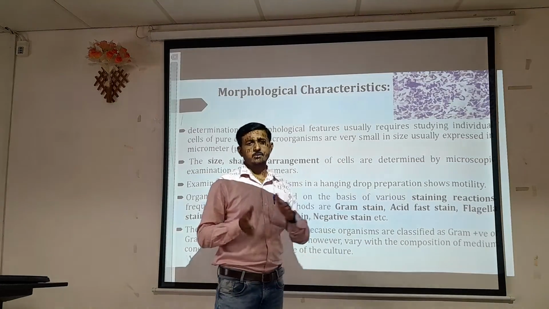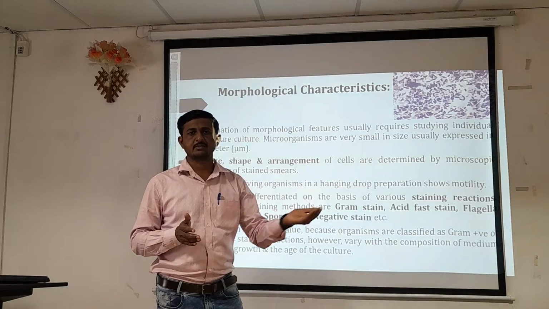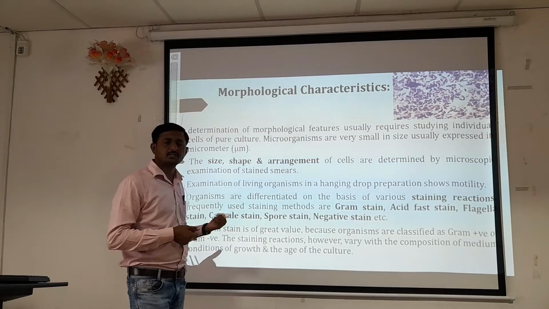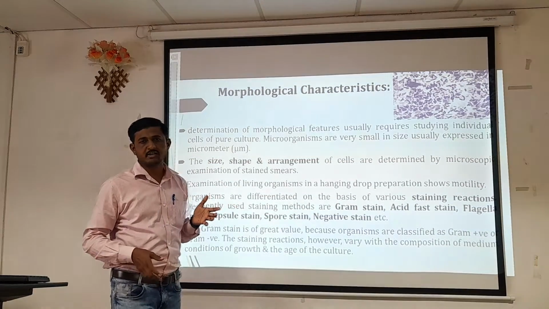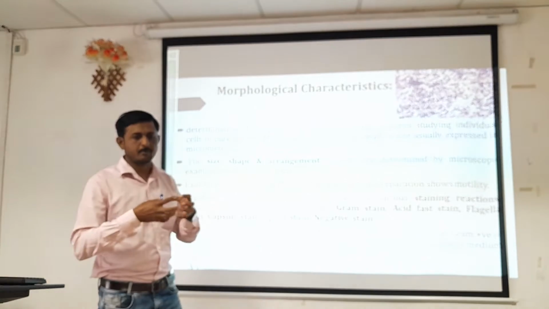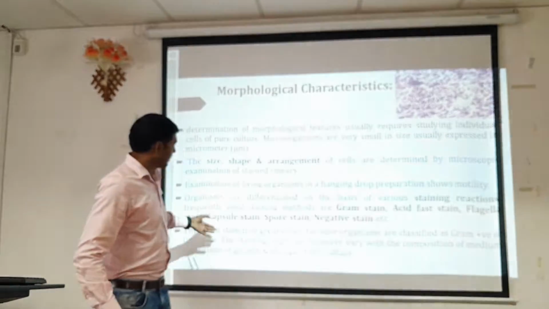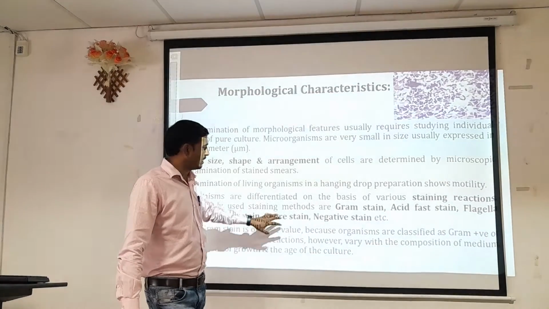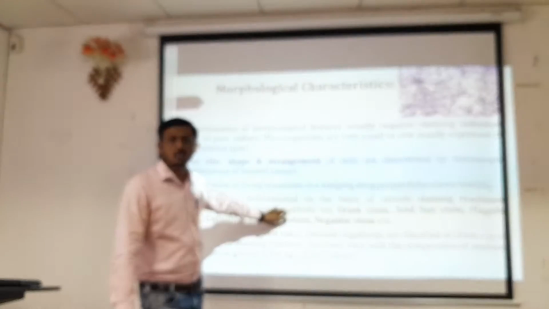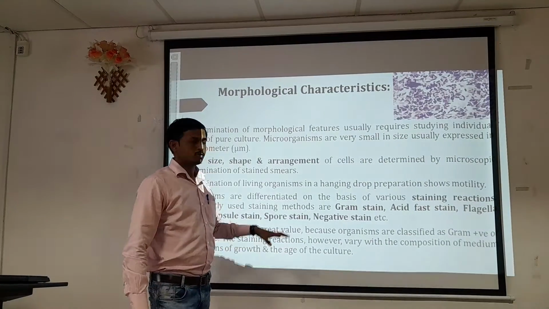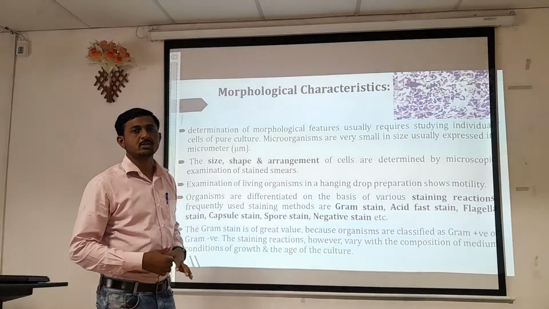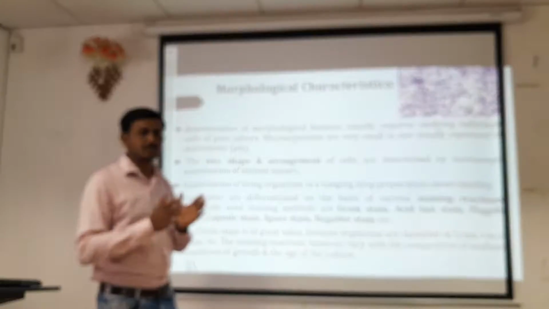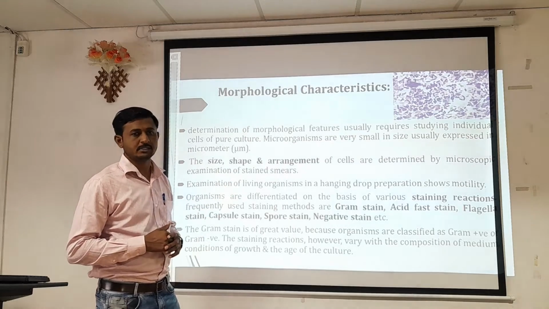Acid fast staining, whether they are acid fast bacteria or non-acid fast bacteria. With the help of flagella stain, whether they possess flagella or not, and the type of arrangement of that flagella. Capsule staining, whether they are capsule possessing bacteria or non-capsular. Spore staining, whether they are spore former or non-spore former. Negative staining. So these are the different staining methods which can be used for observing the particular type of bacterial cells and particular characteristics which the bacteria possess.